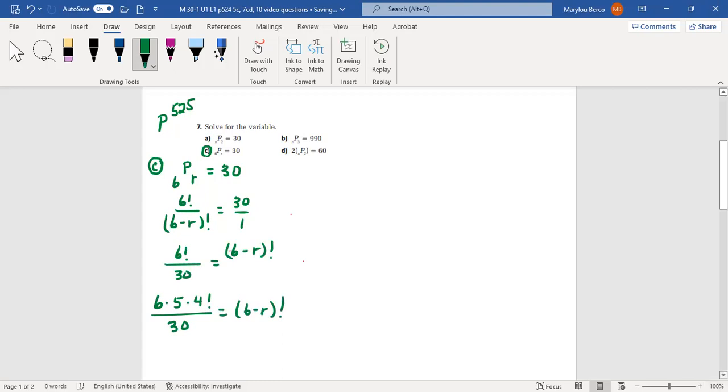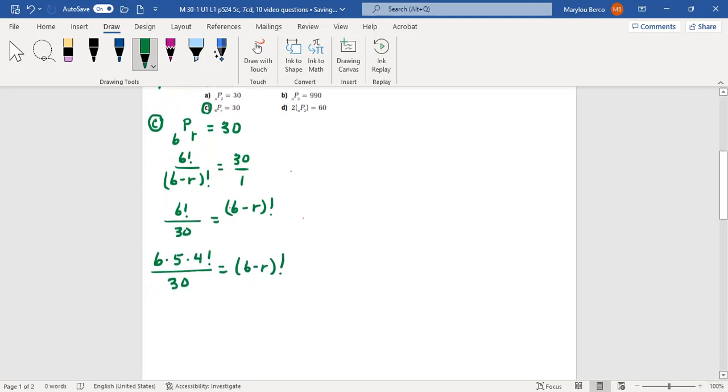Okay, what do we do with this now? Well, 30 is really 6 by 5. So 6 by 5 by 4 factorial over 6 by 5 leaves 4 factorial, which equals 6 minus R factorial, or 4 equals 6 minus R. R equals 2. So that's the variable R. It's 2. Let's take a look at D. It's a different question.